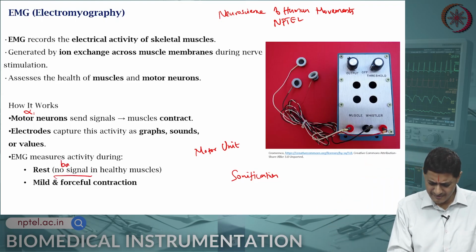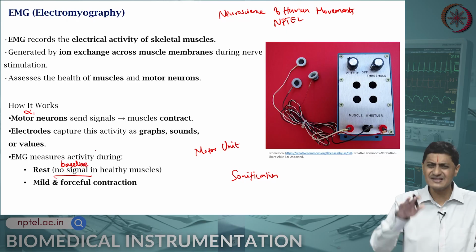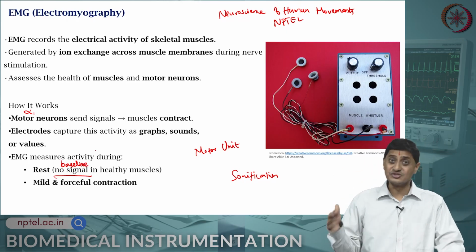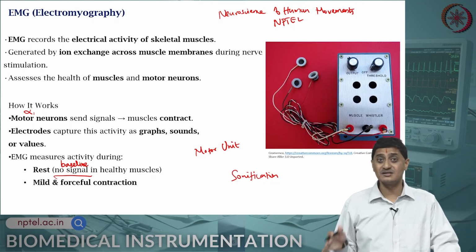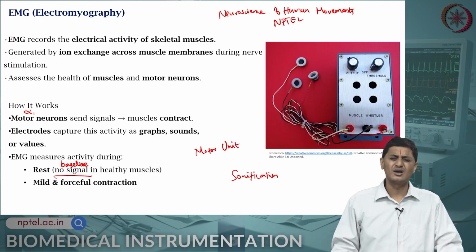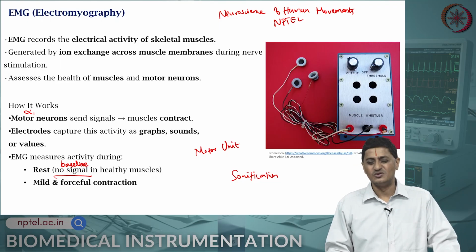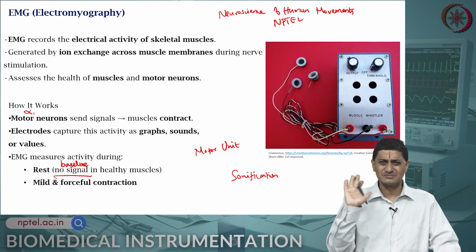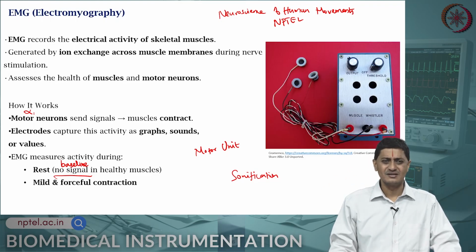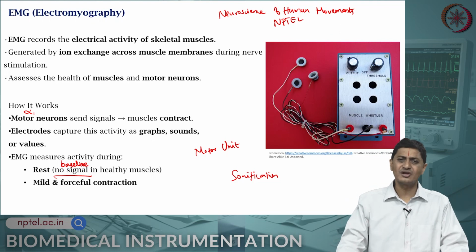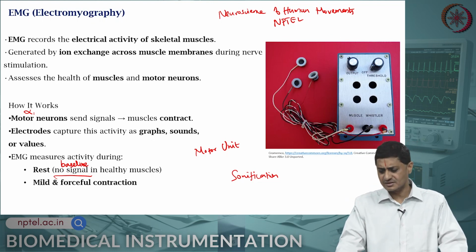Actually what you have is a baseline activity. There is always some activity, baseline. When there is no signal in the muscles, essentially that means that you are dead or you are in deep sleep. Usually there is some baseline activity, and mild and forceful contraction is also something that you can compare with.